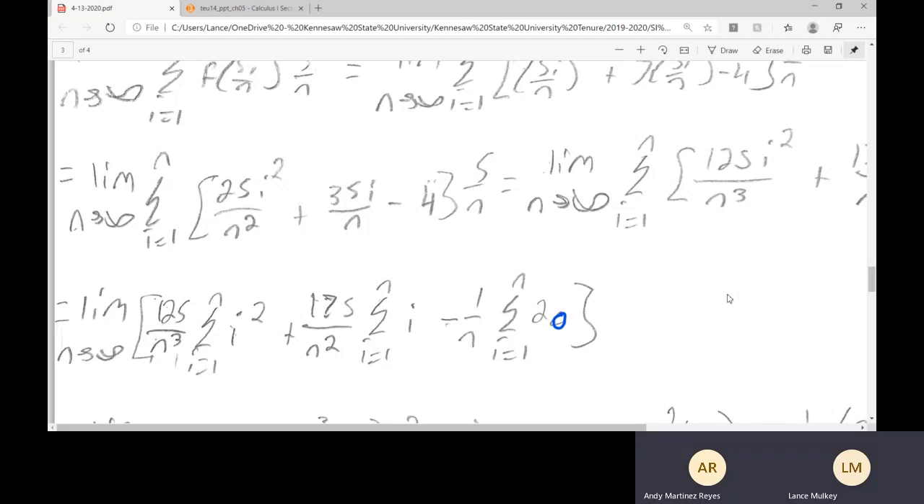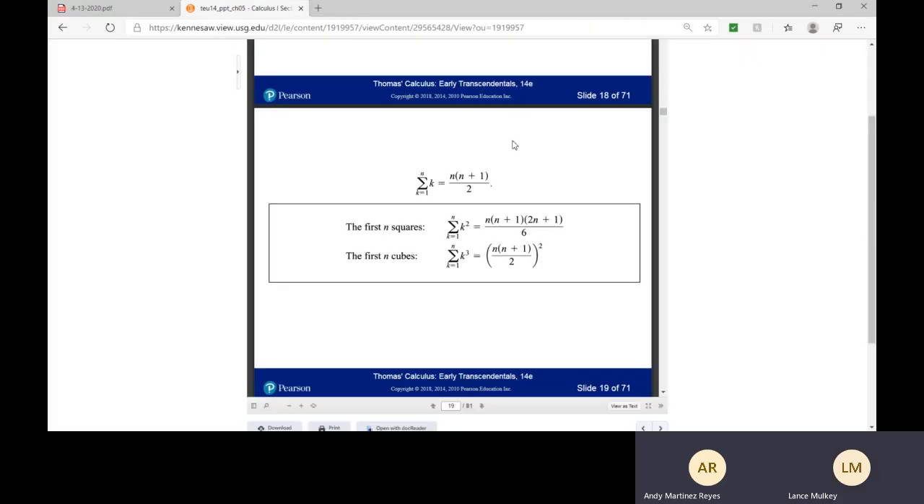So then the i squared becomes... Oh, I know. Isn't it n times n plus 1 over 2? Imagine the i or k is i right here. You need these two formulas right here. I'll let you write those down.